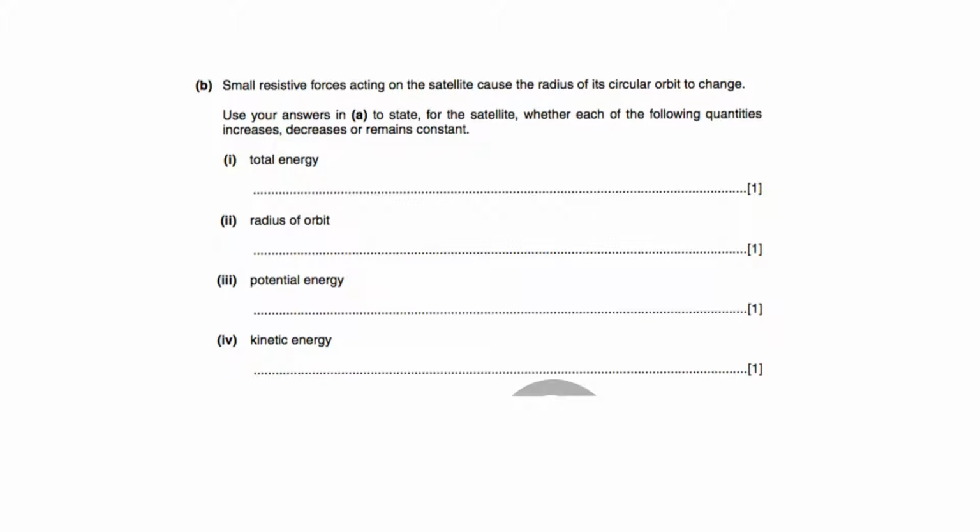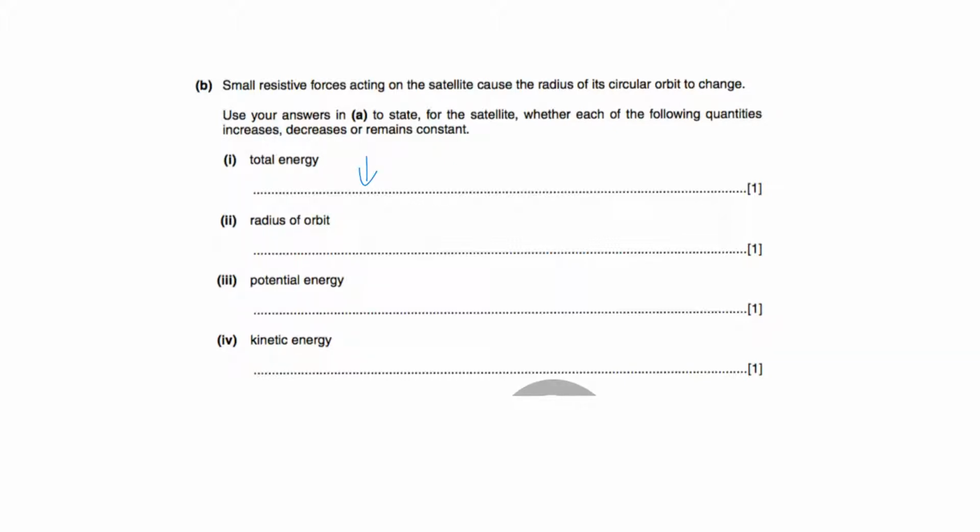Next part: small resistive forces acting on the satellite cause the radius of the circular orbit to change. Use your answer to state for the satellite whether each of the following quantities increases, decreases, or remains constant. Imagine it's undergoing a satellite orbit. After that, some resistive forces, perhaps it collides with some space debris, which causes it to slow down. So when it slows down, your KE will definitely drop because the resistive force slows it down. So the total energy will definitely drop because you slow down. So your answer here would be decreases.